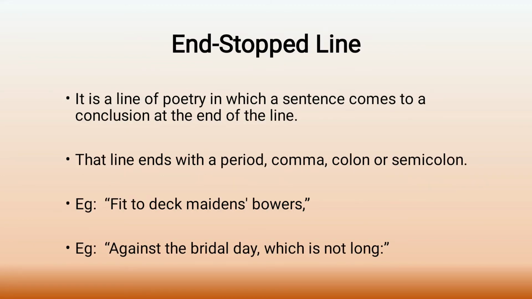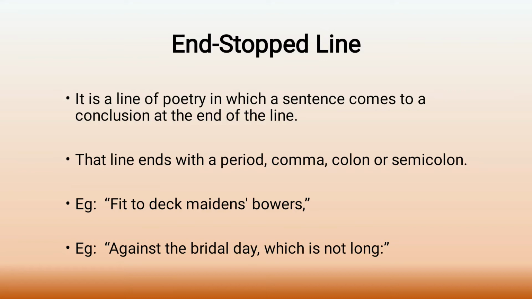Moving on. Next, we have the end stopped line. Let's see what it is. An end stopped line is a line of poetry in which a sentence comes to a conclusion at the end of the line. Once a line of a poem ends, it ends there itself. It's not like the meaning or the sentence runs on. The single sentence ends there itself. And one more condition is that the line ends with a period, comma, colon, or semicolon. So here is an example.